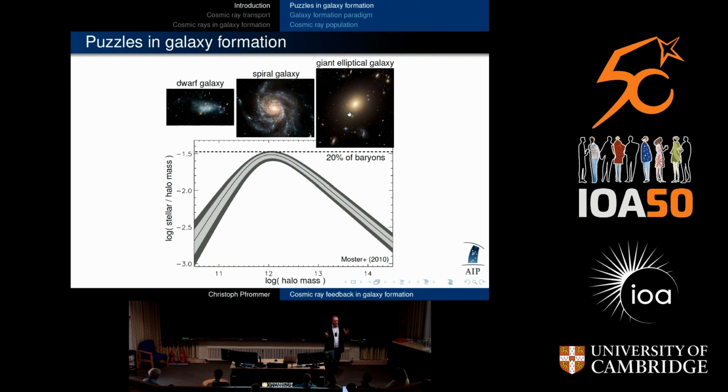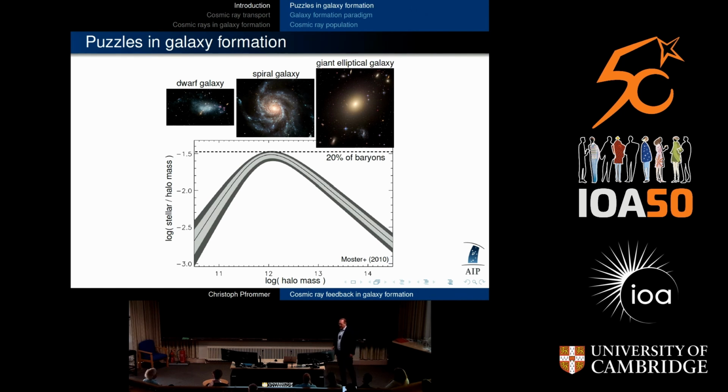Now, for small galaxies, the cooling time is shorter than the age of the universe. So you would expect all the gas in these halos cools and converts to stars. That is not what is happening. At most, we can convert 20% of the baryons into stars. And this only happens at the scale of the Milky Way. If you go to smaller galaxies, less than 1% of the available gas is converted to stars. That's a big puzzle. Why is this?